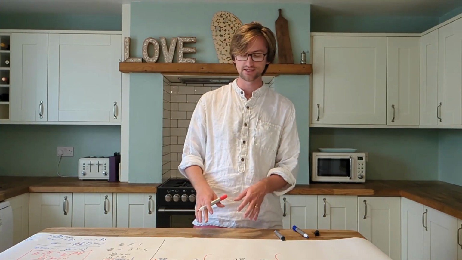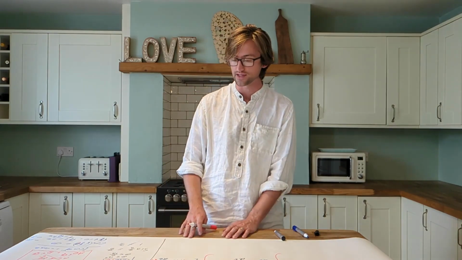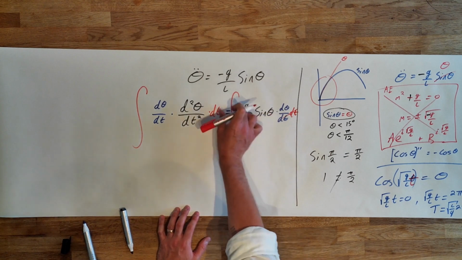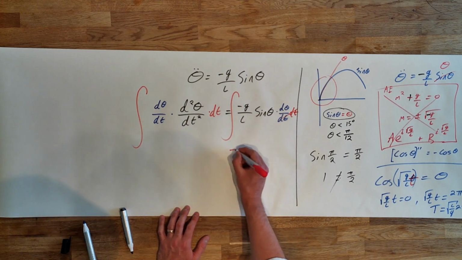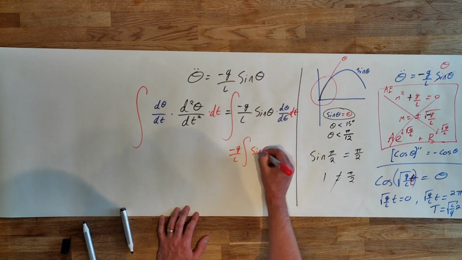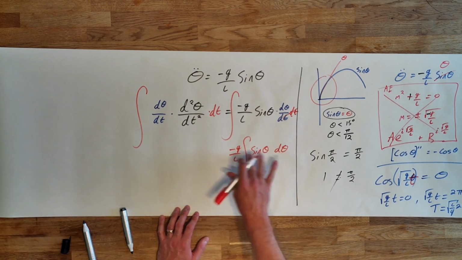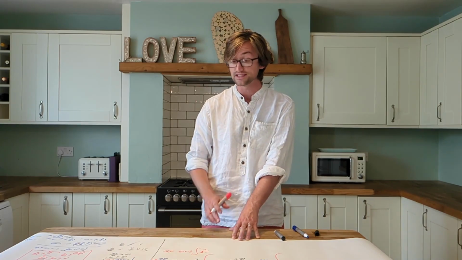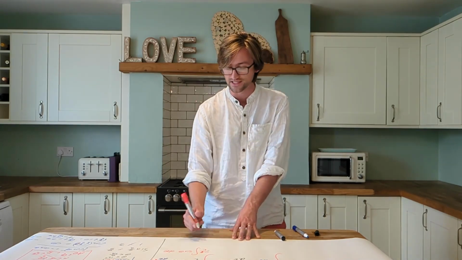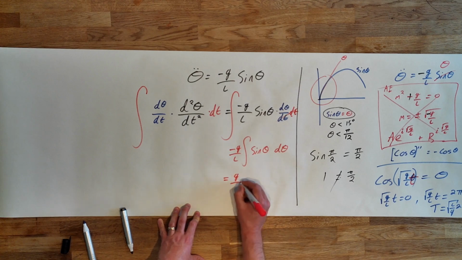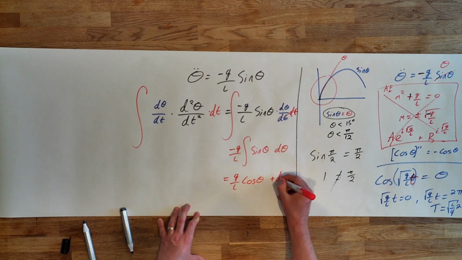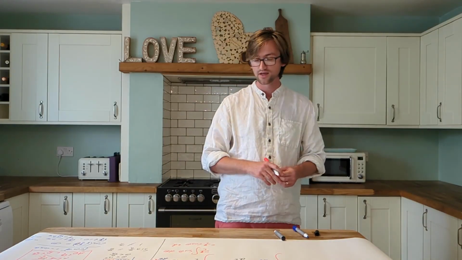Let's do the easy side first, shall we? So taking the right-hand side, the dt dt's are going to cancel. And the constant can come out as a scalar. So this can be written as negative g over L integral of sine theta d theta. Integrating sine theta is very easy. The integral of sine is going to be negative cos. Watch out for that negative there. This is going to give you g over L cos theta plus d for some integration constant d.